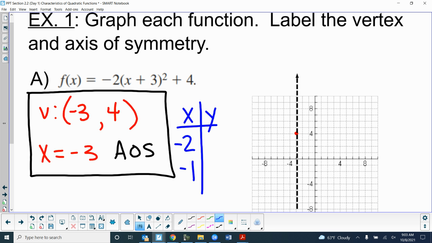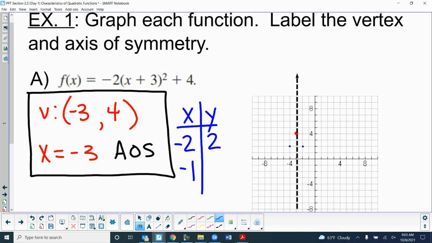Okay? So when I put negative 2 here, what's negative 2 plus 3? 1. What's 1 squared? 1. Times negative 2. Negative 2 plus 4. So negative 2, 2 is one of my points. I can just reflect it because it's symmetrical, right? So here's another point. Negative 4, 2.